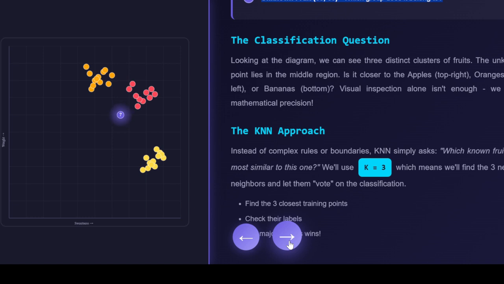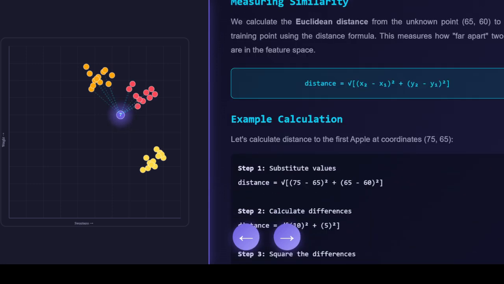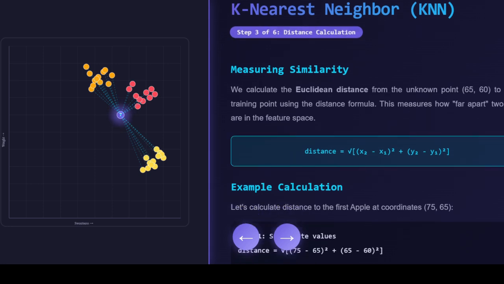Instead of complex rules or boundaries, KNN simply asks which known fruits are most similar to this one. We will use k equal to 3, which means we will find the 3 nearest neighbors and let them vote on the classification. First of all, find the 3 closest training points, check their labels, and the majority wins. Now how to calculate the distances is an important aspect.